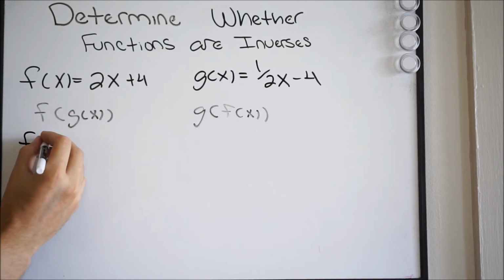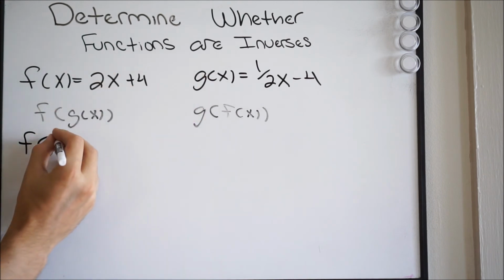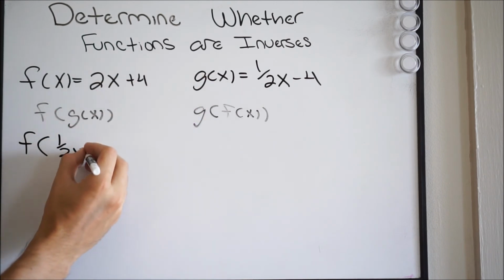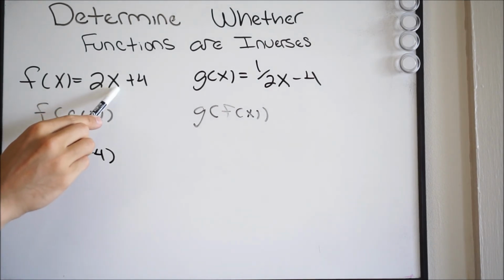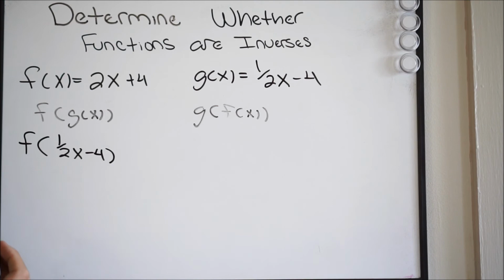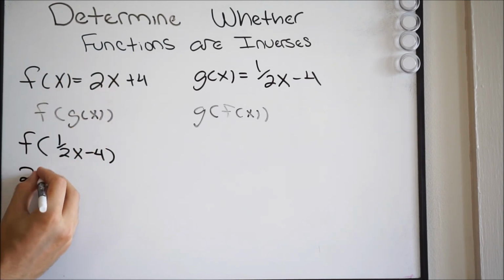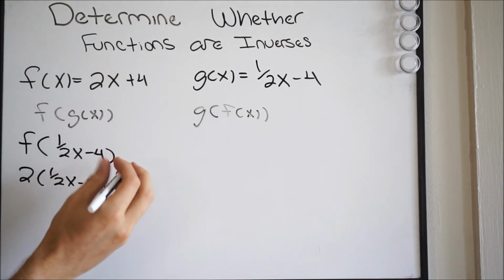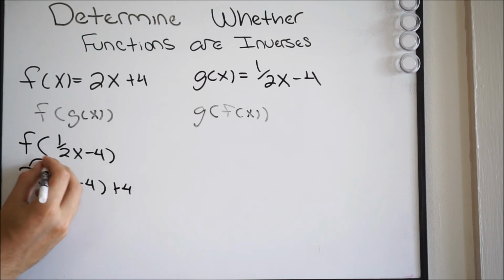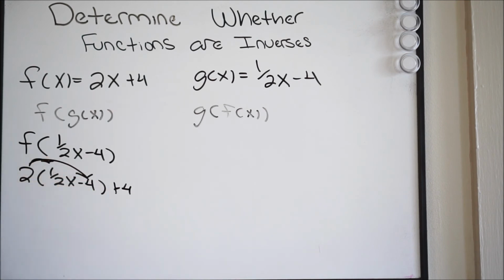So we have f, and then we have g of x, which is 1/2 x minus 4. We're now going to go to our function f of x, and wherever we see an x, we're going to plug this whole part in. So we're going to rewrite it as 2, and now here's my x. I'm writing this whole part in: 1/2 x minus 4, and then plus 4. We have to distribute this to both of these terms. This is just going to become x, right? 2 times 1/2 is just 1, so 1x, or just x.